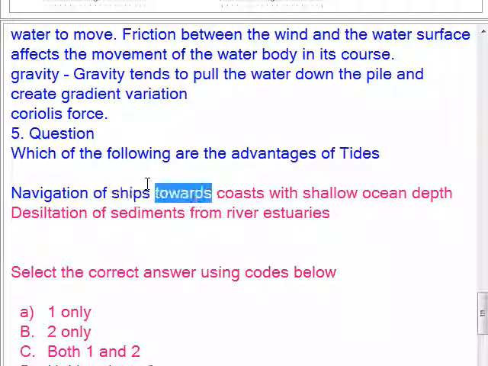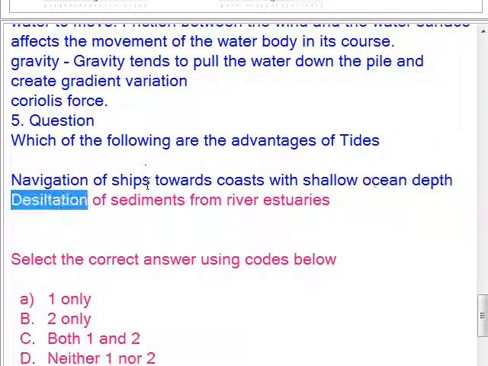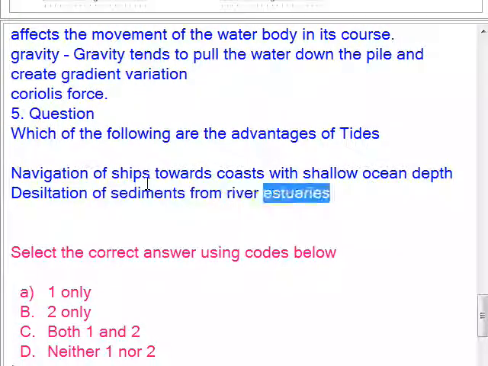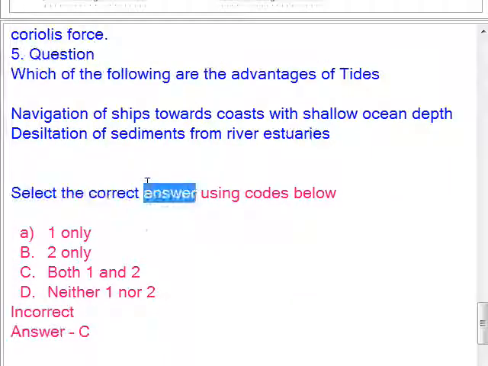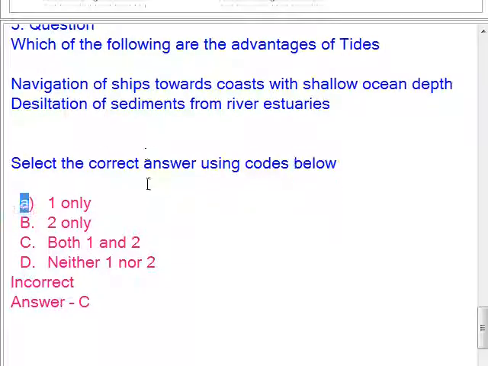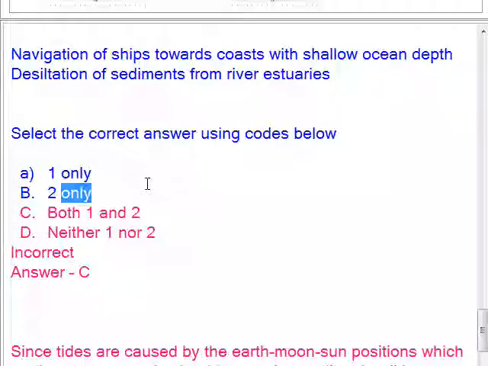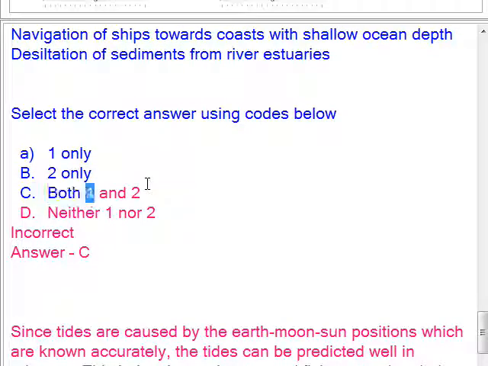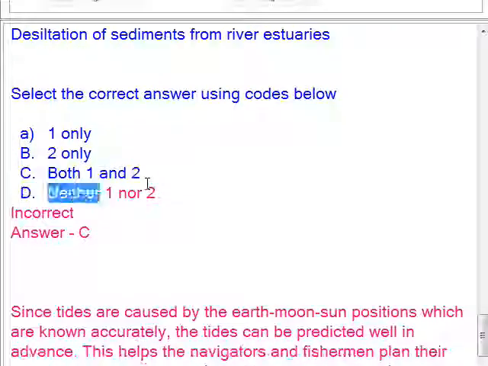5. Question: which of the following are the advantages of tide? 1. Navigation of ships towards coasts with shallow ocean depth. 2. Desiltation of sediments from river estuaries. Select the correct answer using codes below. A, 1 only. B, 2 only. C, both 1 and 2. D, neither 1 nor 2.